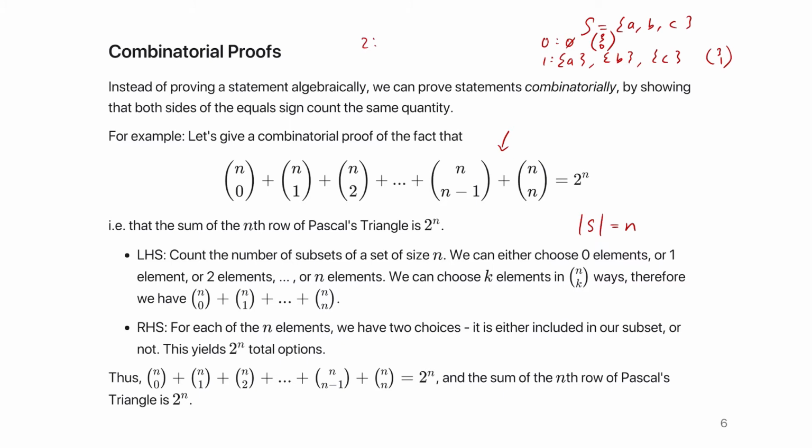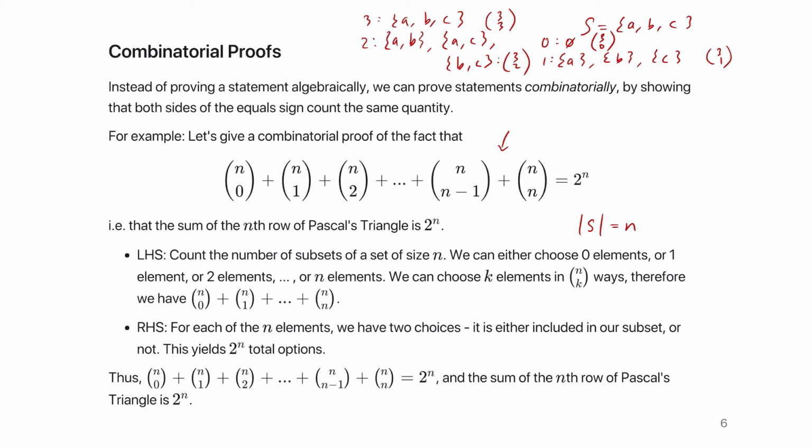For size 2, it's just all pairs: the set AB, the set AC, and the set BC. And how many of those exist? 3 choose 2. And a subset with 3 elements is just A, B, and C, the entire set. Therefore, the total number of subsets of a set with size 3 is 3 choose 0 plus 3 choose 1 plus 3 choose 2 plus 3 choose 3.